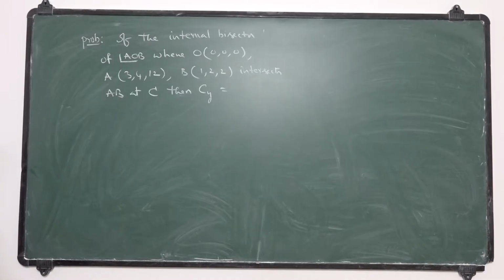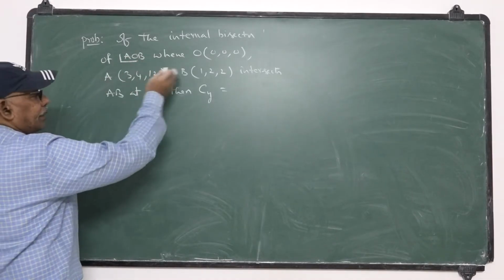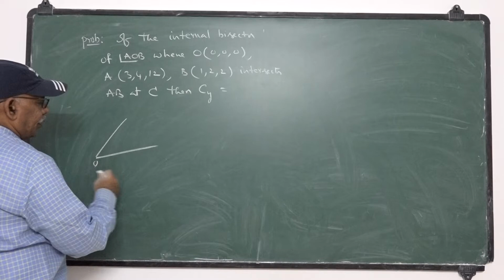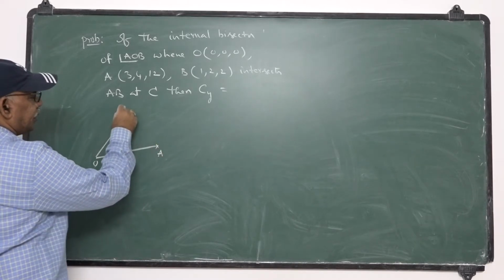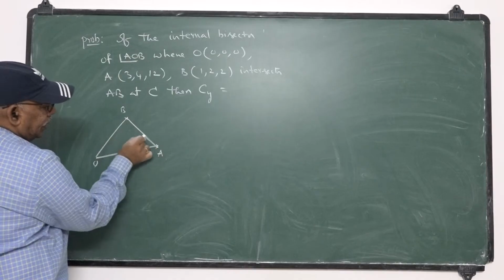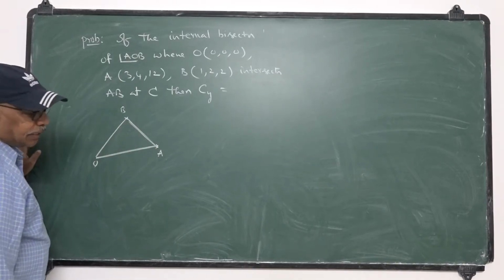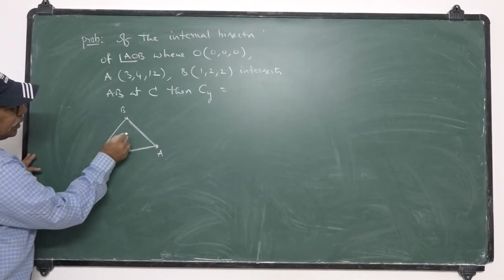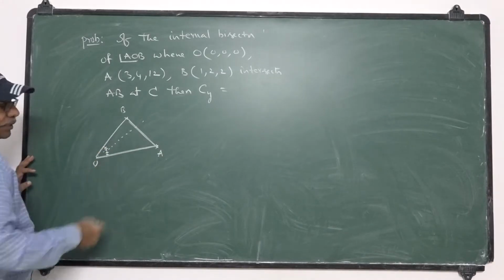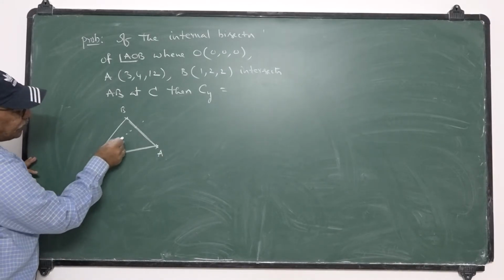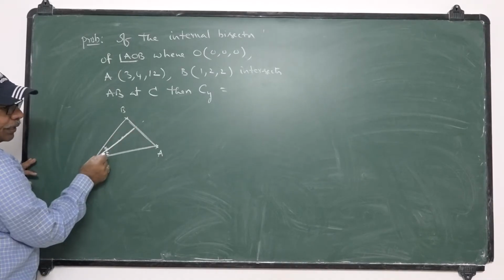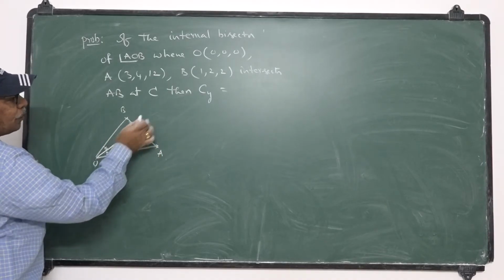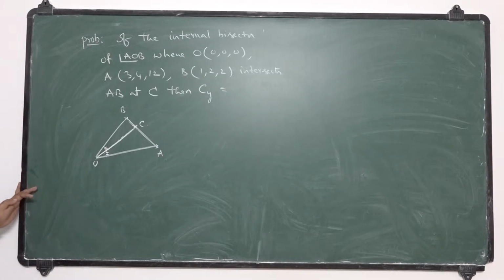The internal bisector of angle AOB. O is given, A is given, B is given. So this is O, let us suppose this is A and this is B. This is clearly a triangle. Once you consider the angle AOB and the internal angular bisector, here it meets AB, the opposite side, at C. The y coordinate of C is needed here, otherwise the point C is needed.